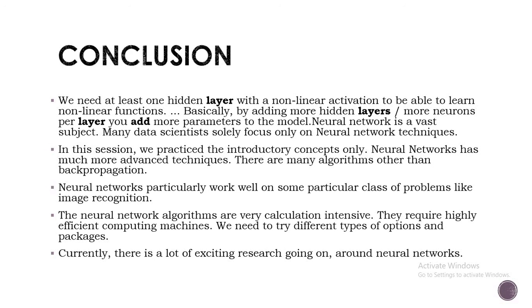Neural networks have much more advanced techniques. There are many algorithms other than backpropagation. Neural networks work particularly well on some classes of problems, like image recognition. Neural network algorithms are very calculation intensive. They require highly efficient computing machines. We need to try different types of options and packages. Currently, there is a lot of exciting research going on around neural networks.